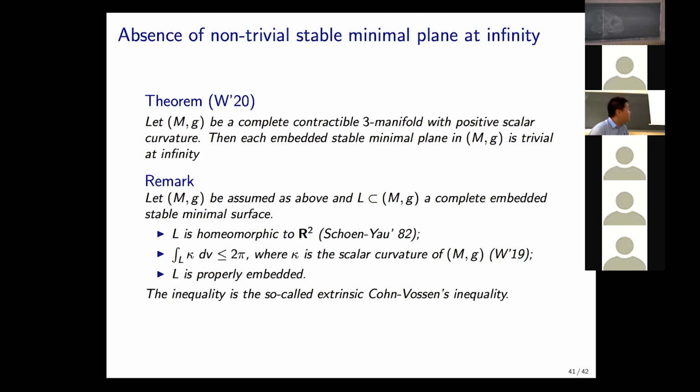First, let me make some remarks. If M is a complete contractible three manifold and L is a complete embedded stable minimal surface, this surface is connected, has one component. L is homeomorphic to R2. This is Schoen-Yau's work. The integral of the scalar curvature of M along L is bounded above by 2 pi. So we know L is properly embedded. This is important because in my proof, we will use that L cuts M.